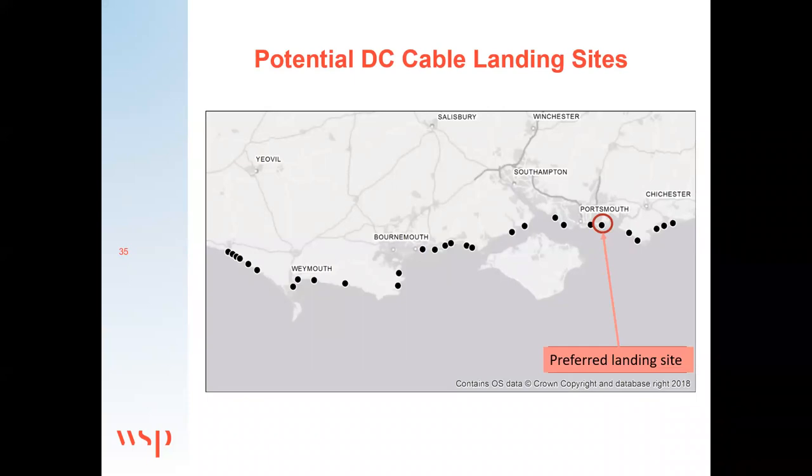Some sites are protected and you can't come on, they're SSSIs. Some sites have cliffs, some sites are public beaches and so on. Almost nowhere is easy in the UK, busy country, many, many things happening on the coast. But ultimately the preferred landing site became just to the southeast of Portsmouth, which fitted in quite well with Loveden, which is almost due north from Portsmouth. But a lot of investigation was undertaken to choose the final cable landing site.